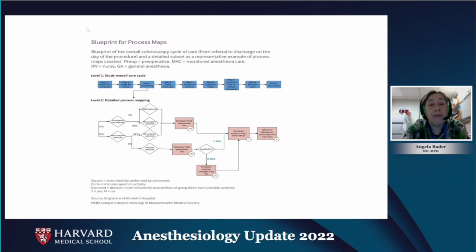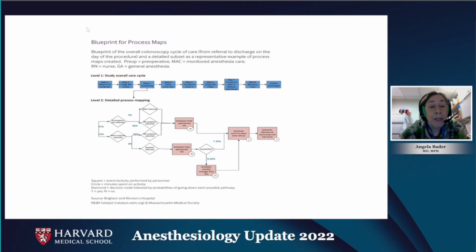And the good thing about time-driven activity-based costing is that it's kind of like organic chemistry. The symbols are the same no matter who uses the process. So the overall care cycle, which is the blue rectangles, each rectangle is a step in the overall care cycle. You then can take any one of these rectangles and use detailed process mapping. A diamond is a triage point or a decision, and the pink rectangles are a person or someone who is performing the task, and the little circles are the time it takes.